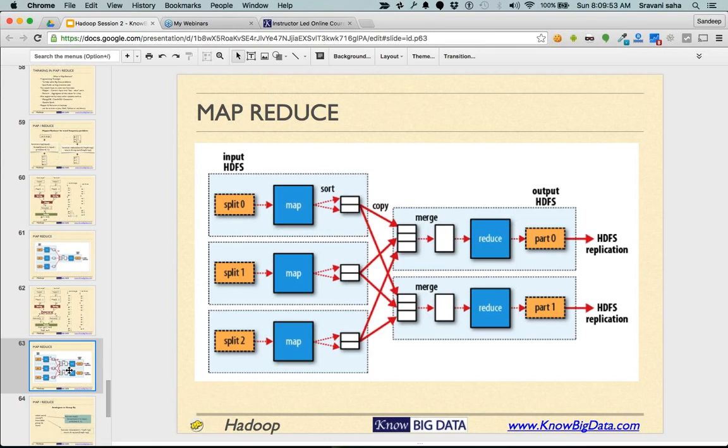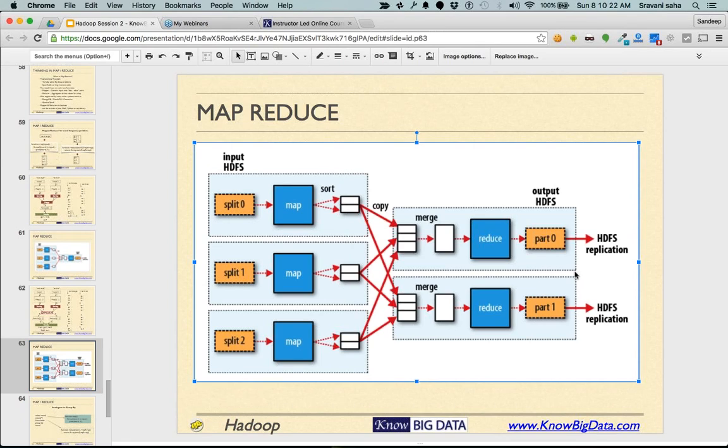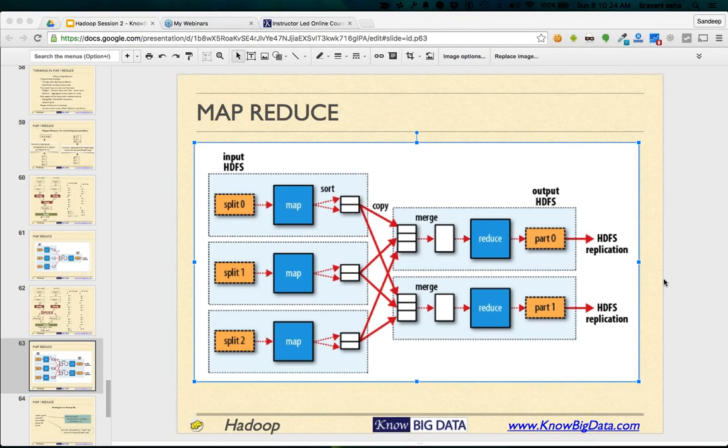So each of these nodes, while preparing the key and value, will put it in two buckets. If there are two reducers, there will be two buckets created on each of these nodes. Okay, and those buckets will be carried to the corresponding reducer. If there are 10 reducers running, there will be 10 buckets here, and the mapper's output will be kept in 10 different buckets and sorted, and then it will merge somewhere. All right.